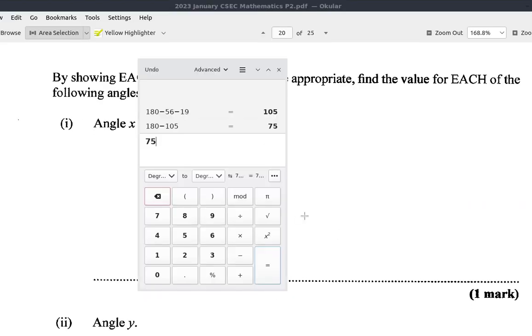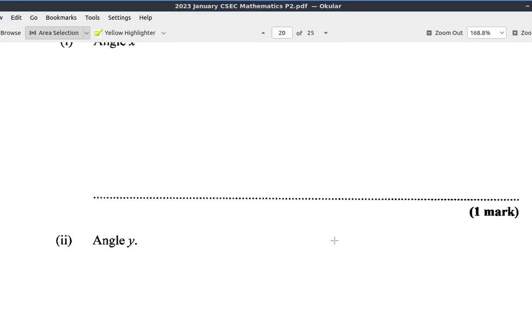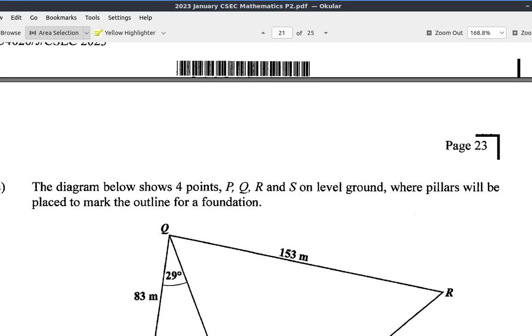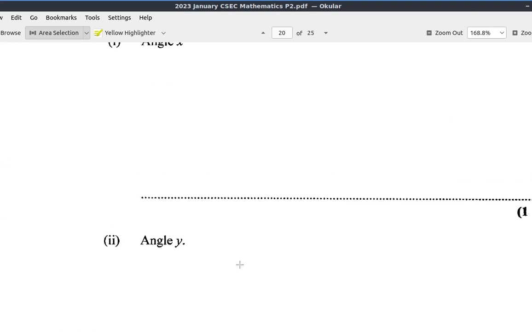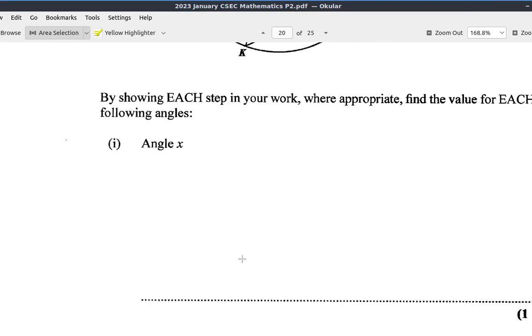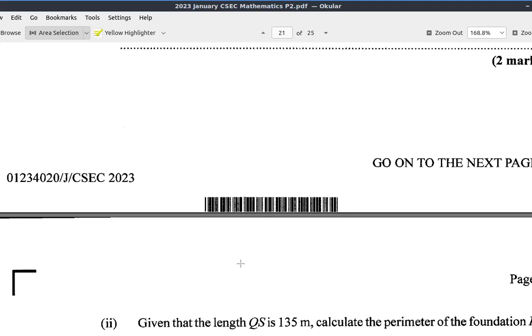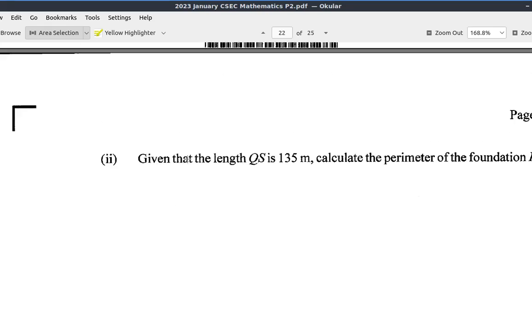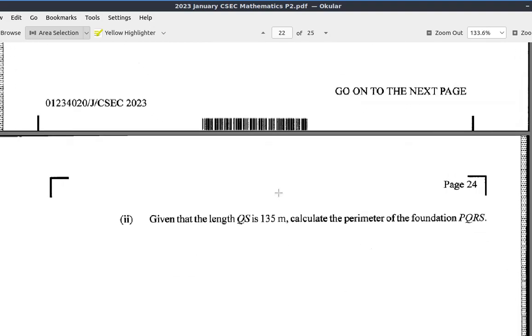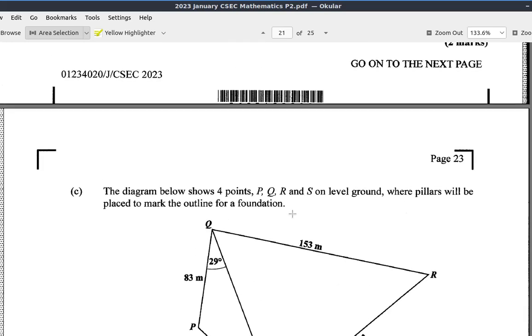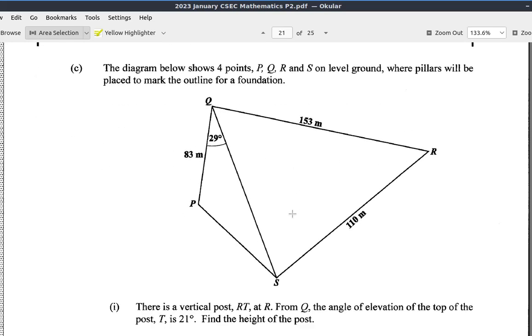Let's see what else you're supposed to do here. Oh, they didn't ask for anything else. Alright, they didn't ask for anything else. And then you have part C. Since part B was circle theorem, part C seems to be some calculation of angle and length. Alright, let's deal with part C in another video. So I will see you in that video.